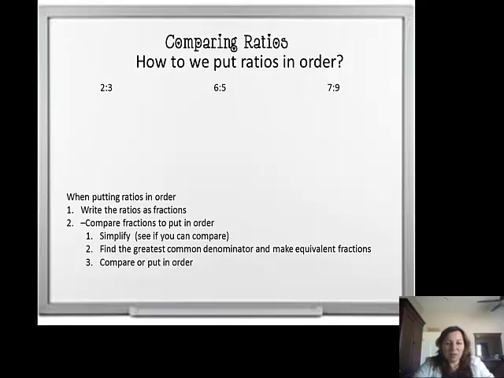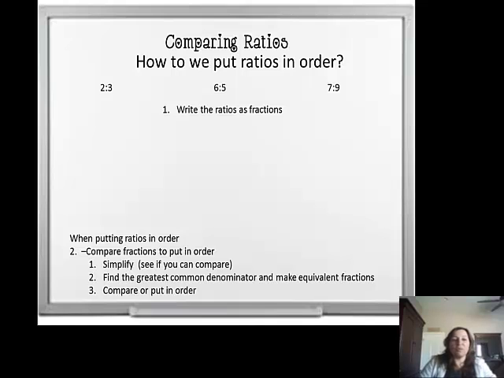Once you simplify them, you want to see if the denominators are the same, and then you simply compare the numerators. However, if the denominators aren't the same, then we're going to have to find the greatest common denominator, make some equivalent fractions, and then compare them to put them in order. So let's start with this first one. We want to put these ratios in order. The first step is to write the ratios as fractions. So we're going to write 2 over 3, 6 over 5, and 7 over 9.